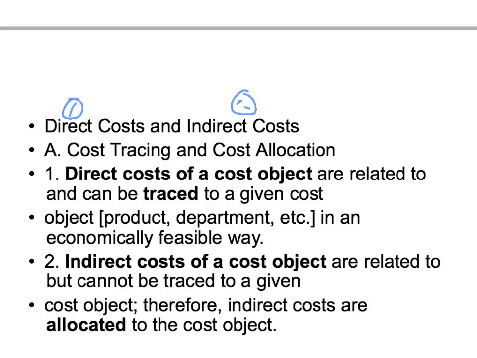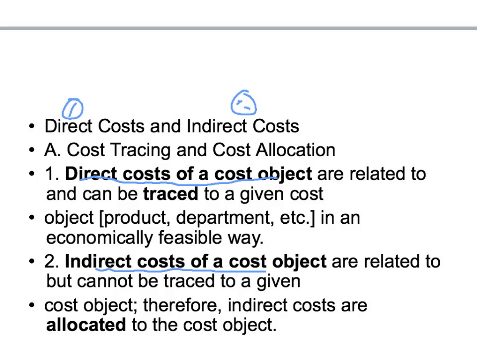A direct cost is a cost that can be traced directly to the cost object and has been consumed. We can measure it. So first of all, a direct cost is a cost that I can trace and measure as being consumed by that cost object. An indirect cost, in contrast, is a cost that I cannot trace and therefore I cannot measure as being consumed by the cost object. Therefore I have to allocate.